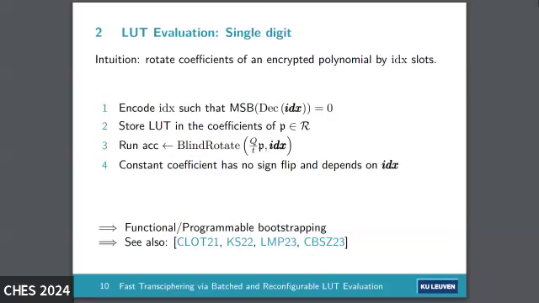Now, the first thing you can do is use a blind rotation procedure. So how do you do that? Well, you're going to encode the index in such a way that the most significant bit of the decryption is 0. And when you then run the blind rotate procedure, you won't have a sign flip. So effectively, what you're doing is rotating the coefficients of a polynomial by an encrypted amount. And since we can transition between ring LWE samples and LWE samples, you can just extract a constant coefficient of this result, which again depends on the encrypted index.